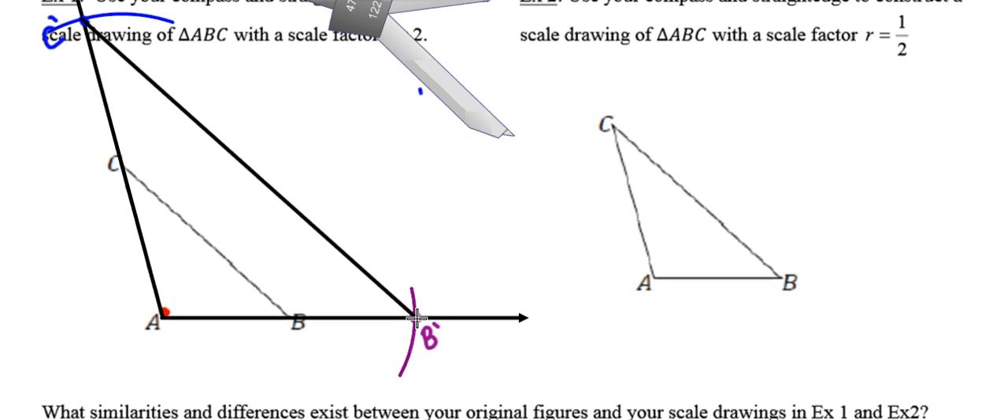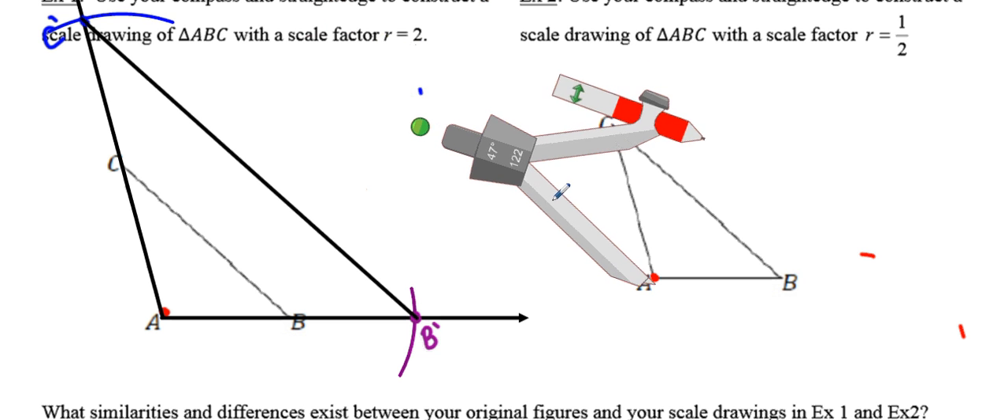In example 2, they want us to do the same thing, but now they want us to apply a scale factor that's equal to 1/2. Or in other words, they want the lengths of our new sides to be exactly half of what the old sides were. So I'm going to apply that same idea. Now I've got to find the spot alongside AB that makes its length exactly half of what the original one was. Again, I'm going to keep my vertex A in exactly the same spot.